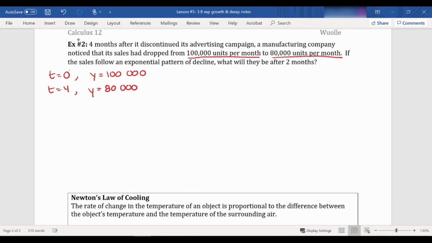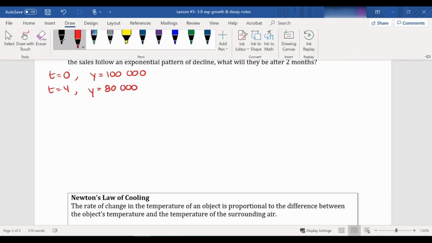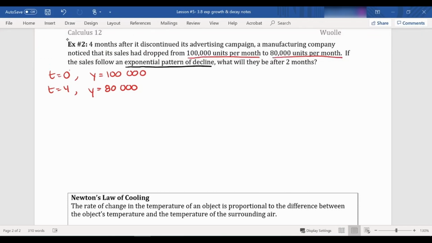And it says that if the sales follow an exponential pattern of decline, so this is the piece that is telling us that we're going to need this exponential formula, what will it be after 2 months? Okay, so when t is 2, what is y?